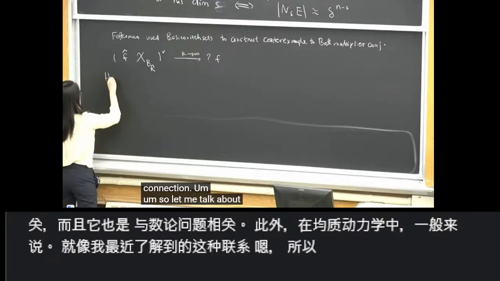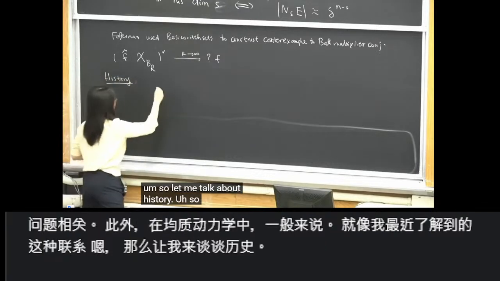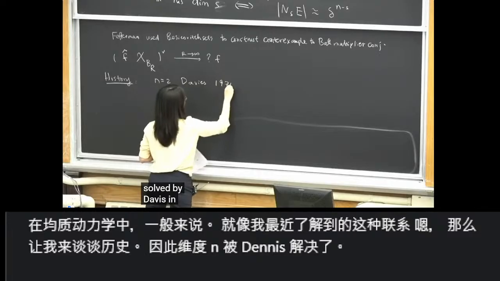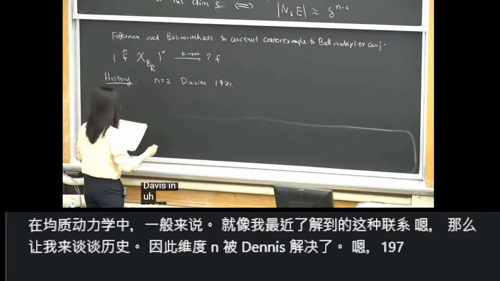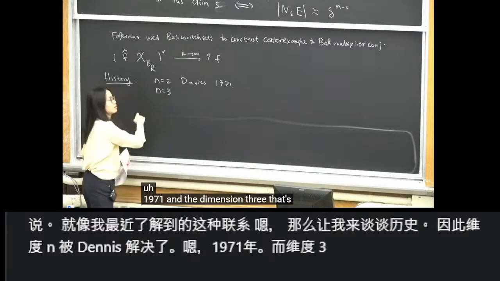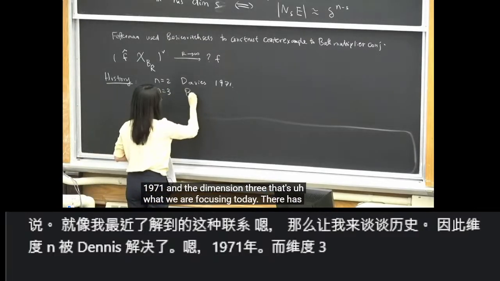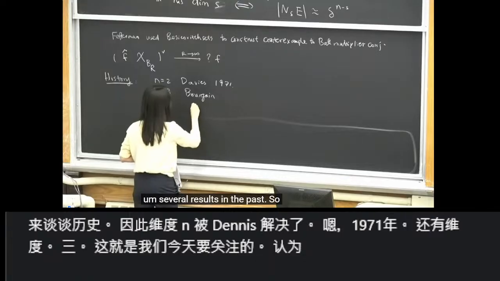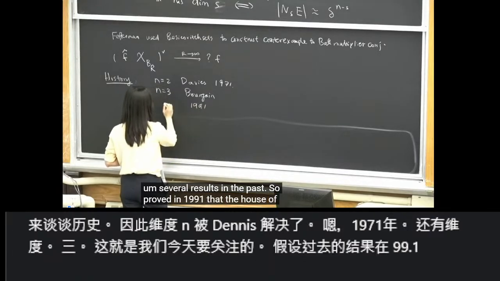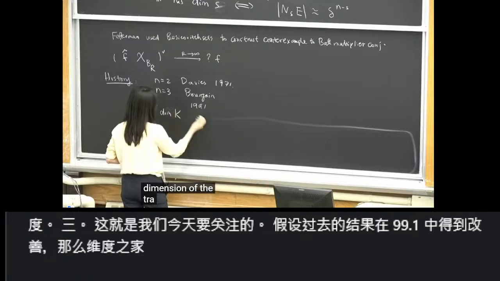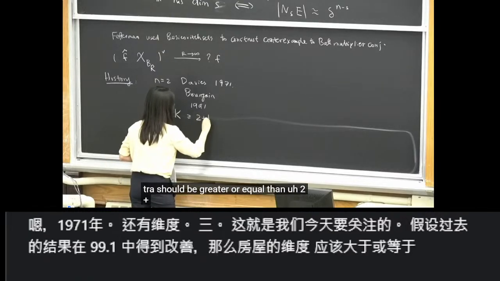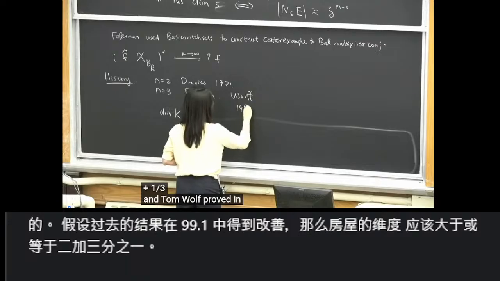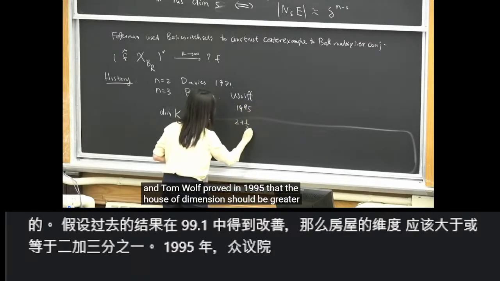So let me talk about history. The dimension 2 case was solved by Davies in 1971. And the dimension 3 is what we are focusing on today. There have been several results in the past. So Bourgain proved in 1991 that the Hausdorff dimension of a Kakeya set should be greater than or equal to 2 plus 1/3. And Tom Wolff proved in 1995 that the Hausdorff dimension should be greater than or equal to 2 plus 1/2.